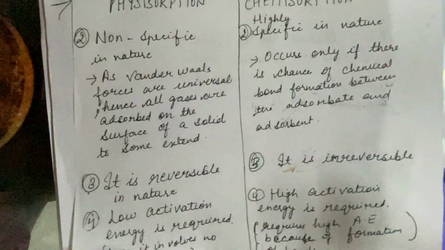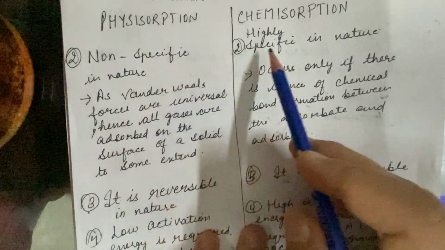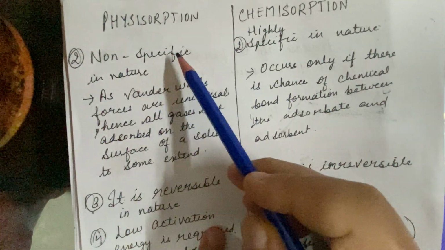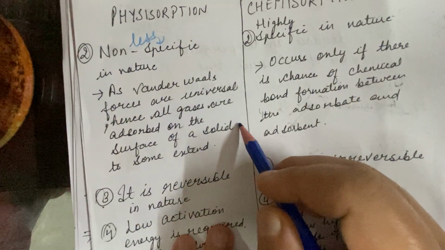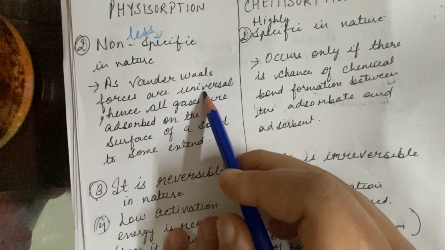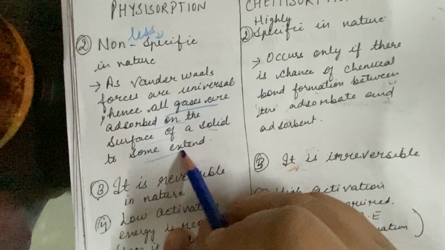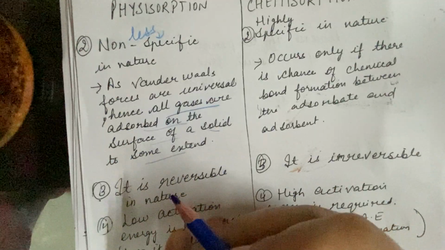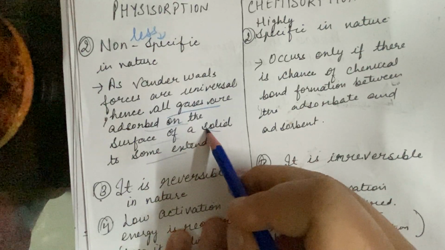So now we'll discuss more points of difference between them. Next is non-specific and specific. Your physisorption is non-specific in nature, or we can say it is less specific in nature, because van der Waals forces are there. These are universal forces, so all gases get adsorbed on the surface of the solid to some extent. In my earlier lecture, I told you about the critical temperature also, that how the adsorption of gases depends on critical temperature.